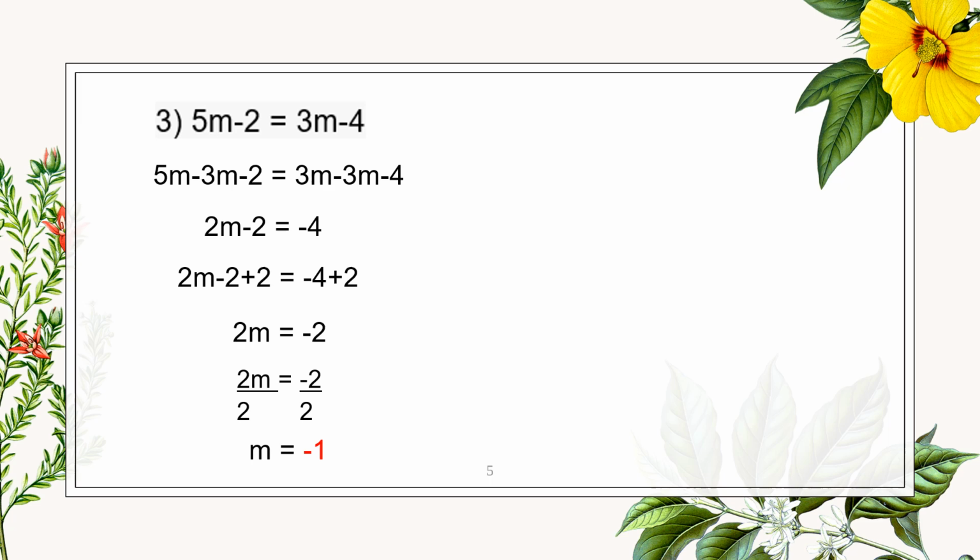So 2 divided by 2 is 1. That becomes 1m. 1m is just the same as m. So m is equal to negative 1. So the value or the answer in number 3 is negative 1. To check it or to know if that answer is correct, we will double check.